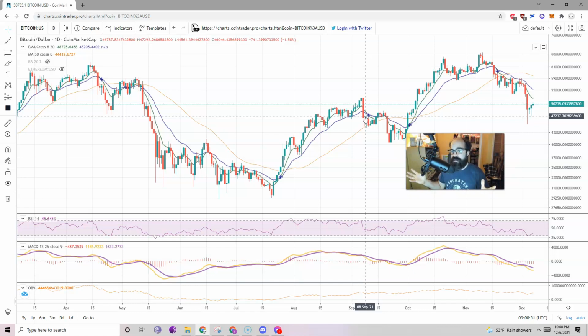TA can be really complicated. I'm not a TA guy. I'm gonna keep saying it. So I like those crosses. They're easy for me to think about. I don't have to overanalyze.